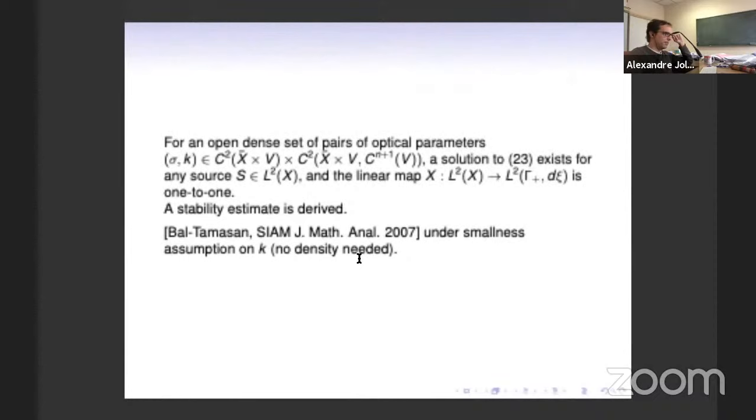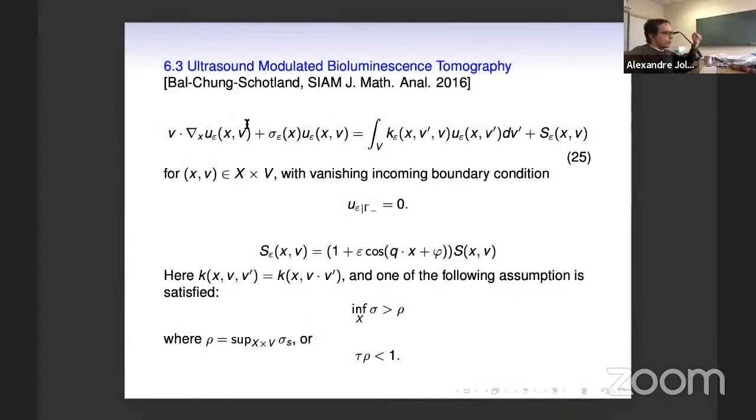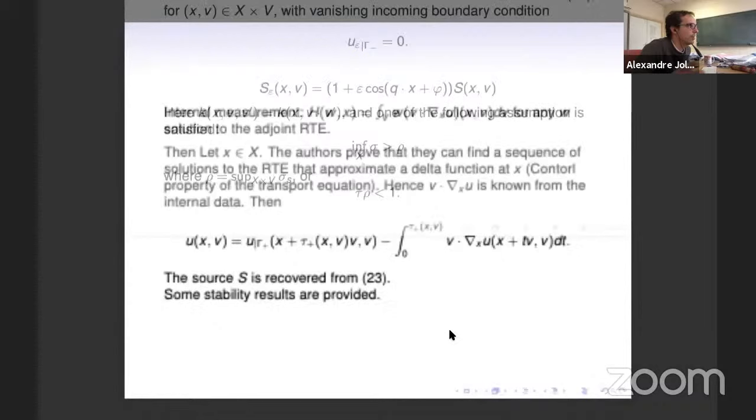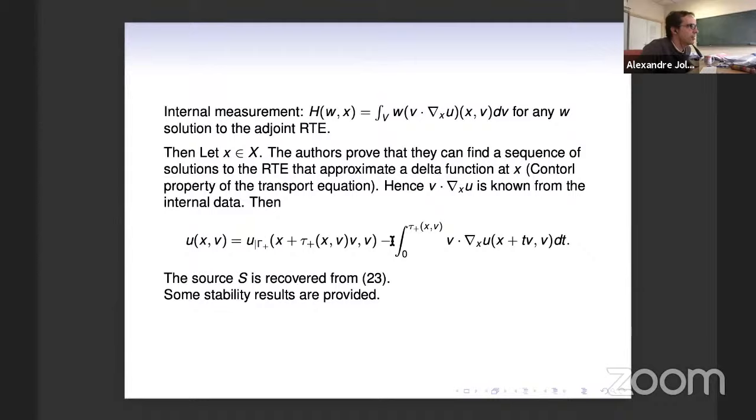Now, you can also have a hybrid imaging problem with this bioluminescence tomography. Again, you use the Poisson to perturb the optical parameters. Here, it will perturb the sources, and then you can recover S from the internal data that are provided.